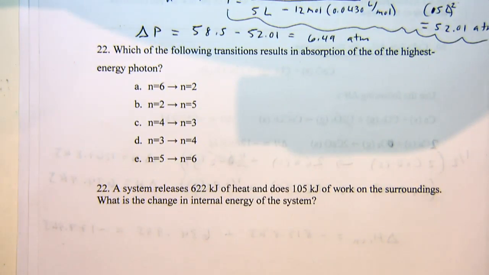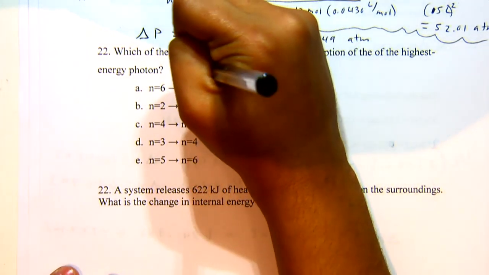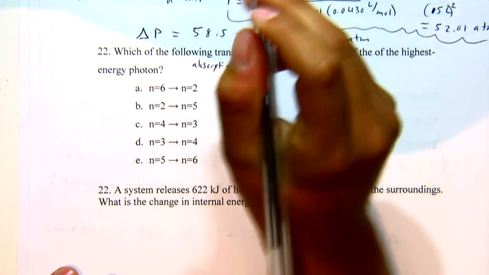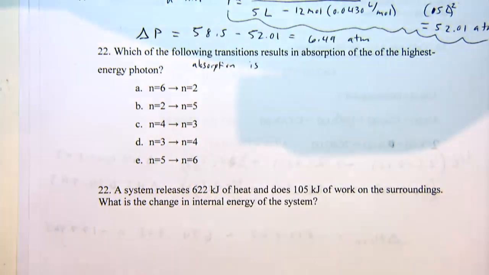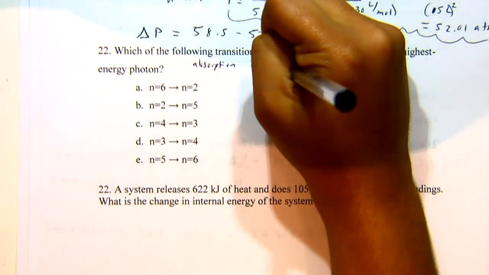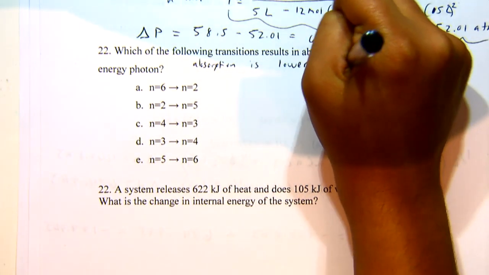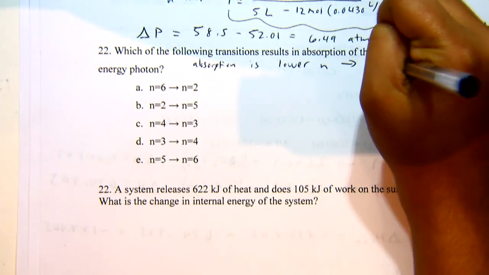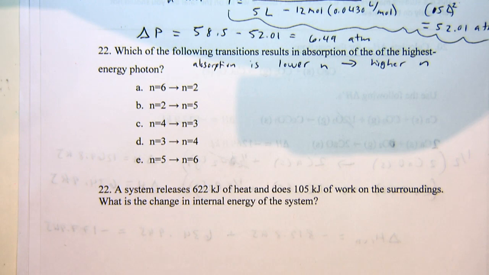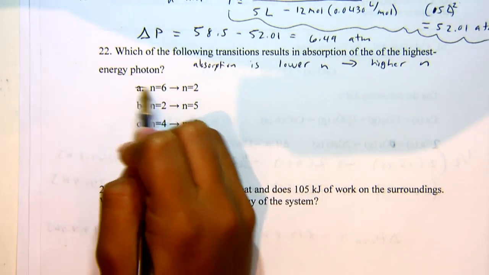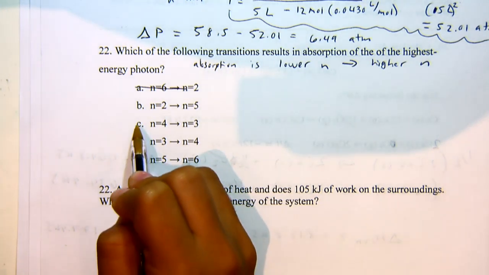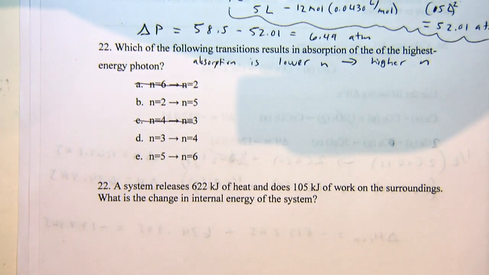Okay. Now here it's saying which of the following transitions result in absorption of the highest energy photon. So this is from chapter 7, and we know absorption is it going from a lower n to a higher n, or a higher n to a lower n? Anybody remember? Great, yeah. It's from a lower n to a higher n. So automatically, we know A and C are not going to work because these are going from higher to lower.